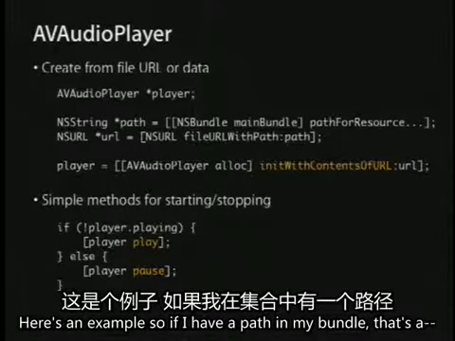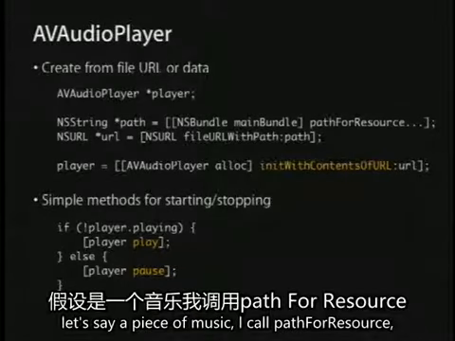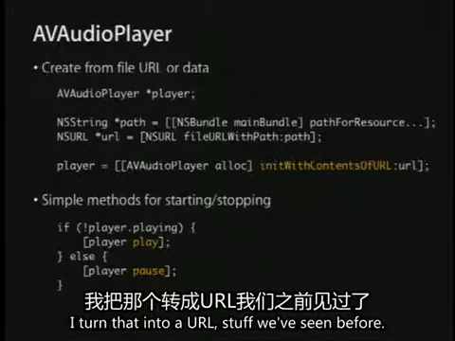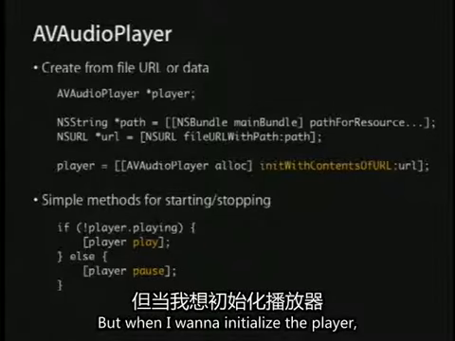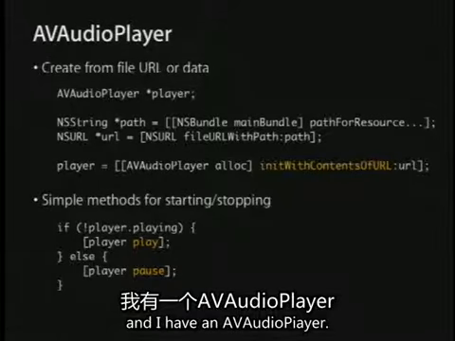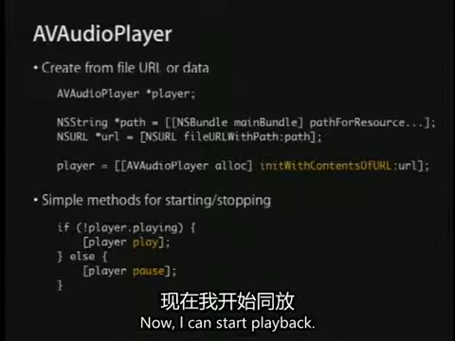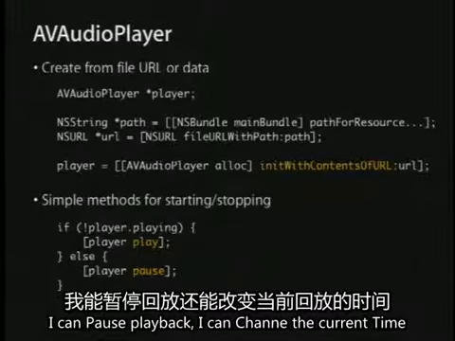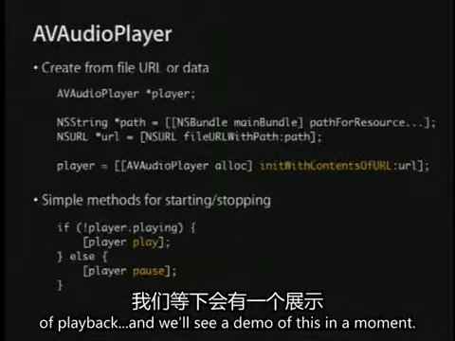Here's an example. If I have a path in my bundle that's, let's say, a piece of music, I call path for resource and turn that into a URL, stuff we've seen before. But when I want to initialize the player, I say init with contents of URL. I allocate and then init with contents of URL, and I have an AVAudioPlayer. Now I can start playback. I can pause playback. I can change the current time of playback, and we'll see a demo of this in a moment.